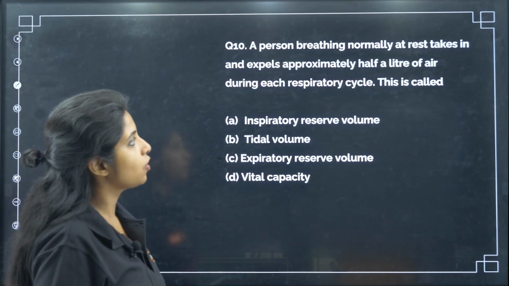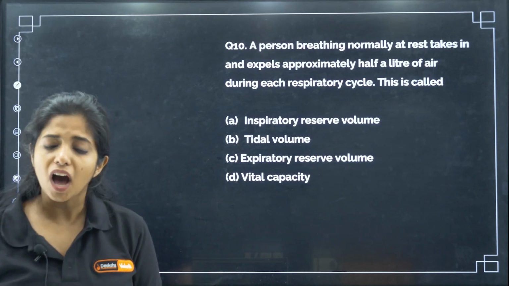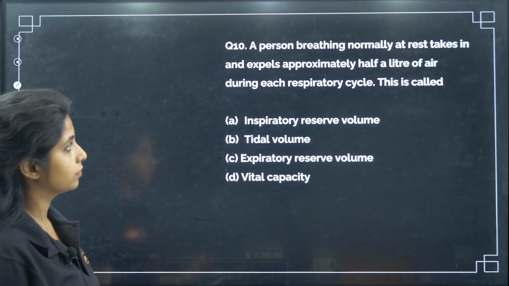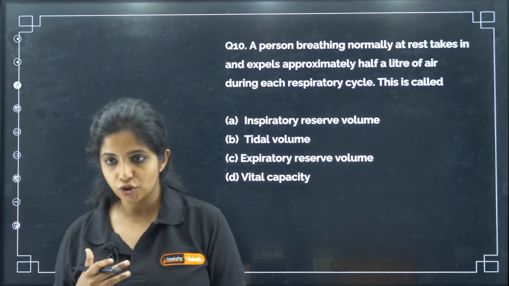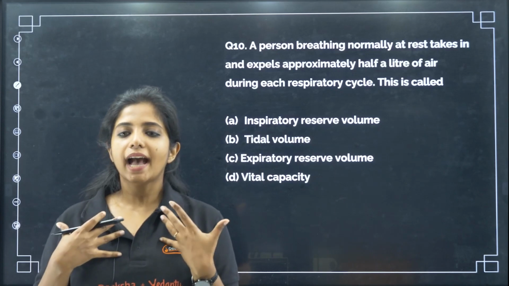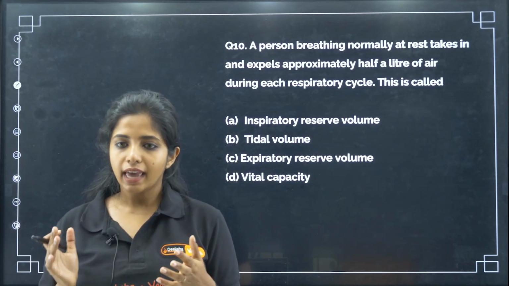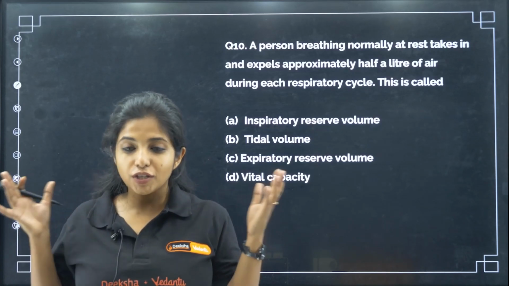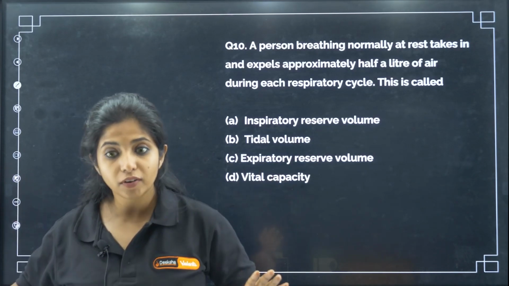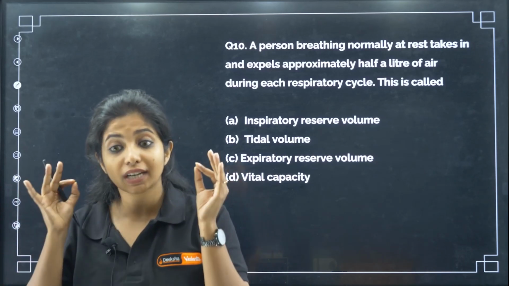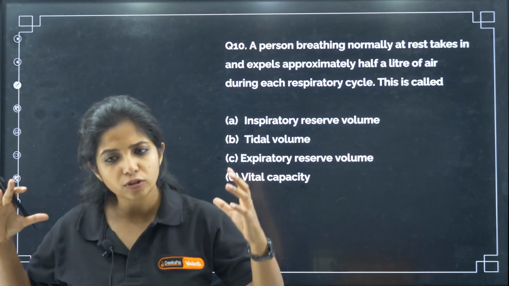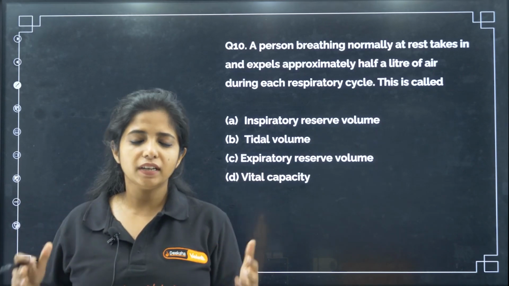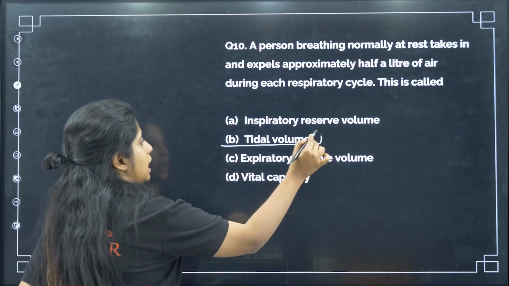Next, a person breathing normally at rest takes in and expels approximately half a liter of air during each respiratory cycle. This is called? That means a normal respiration, taking in, breathing out. So this is known as what? Tidal volume. Inspiratory reserve volume is where forced inspiration is happening. Expiratory reserve volume means forced expiration is happening. Vital capacity is a totally different thing. So your answer would be tidal volume.